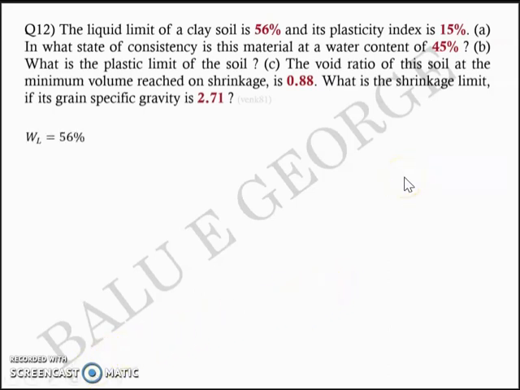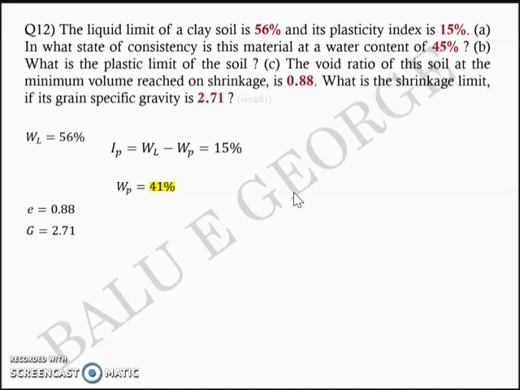Liquid limit is given as 56% and you have the plasticity index, Ip, 15%. So plasticity index Ip is nothing but the difference of liquid limit and the plastic limit, from which you'll get Wp, the plastic limit, to be 41%. The void ratio of the soil at the minimum volume reached on shrinkage is given as 0.88, and the specific gravity is given as 2.71.